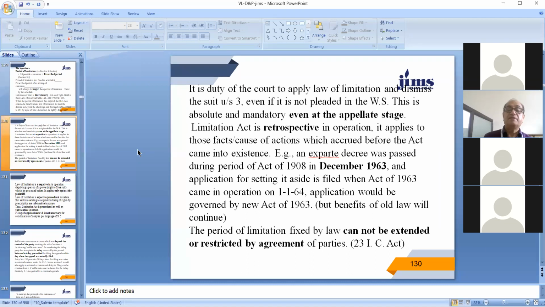Then, dear students, this period of limitation fixed by law cannot be extended or restricted by agreement of the parties. Section 23 of the Indian Contract Act says that any contract which violates any law for the time being in force is void. So you cannot limit or extend the period of limitation fixed by law.